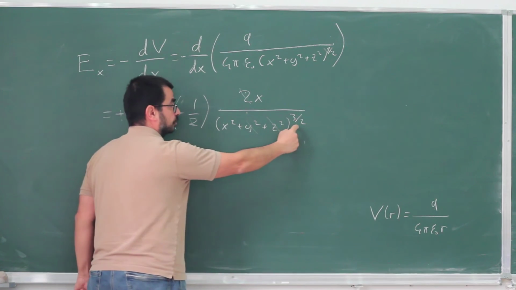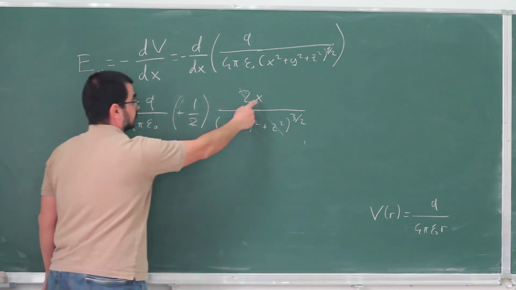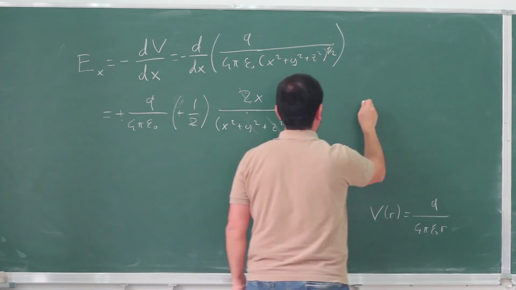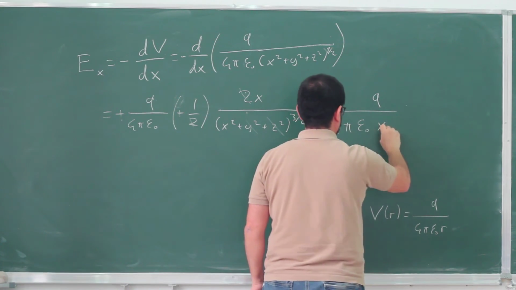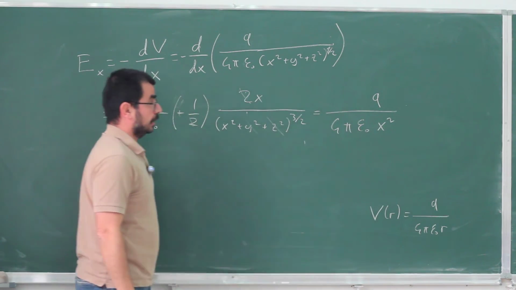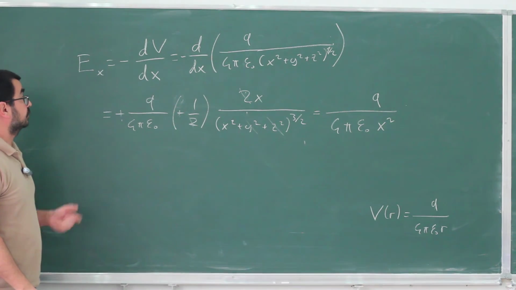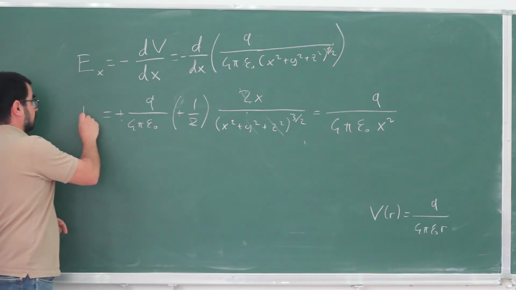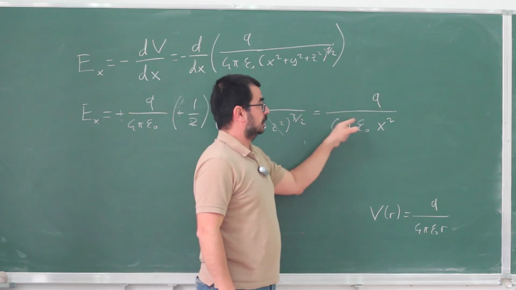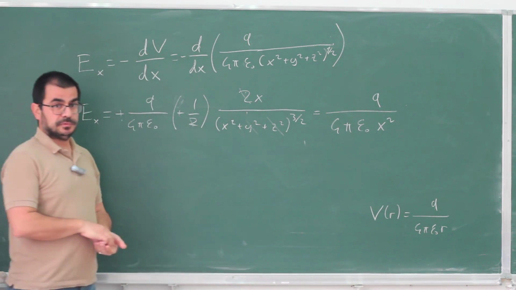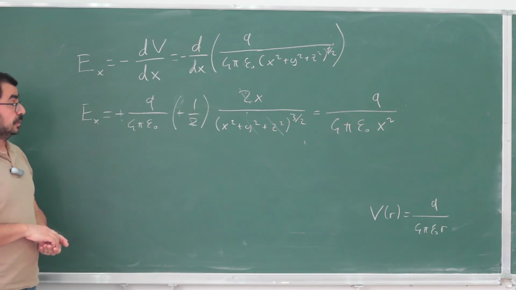And x squared to the power 3 halves is going to be x cubed. That cancels one of these. We are going to get q divided by 4 pi epsilon naught x squared. Okay, which is indeed the strength of the x component of the electric field on the x-axis. Okay? This is just going to be something pointing in the positive x direction, which is what you would expect for a positively charged particle. Right? So this is another way.